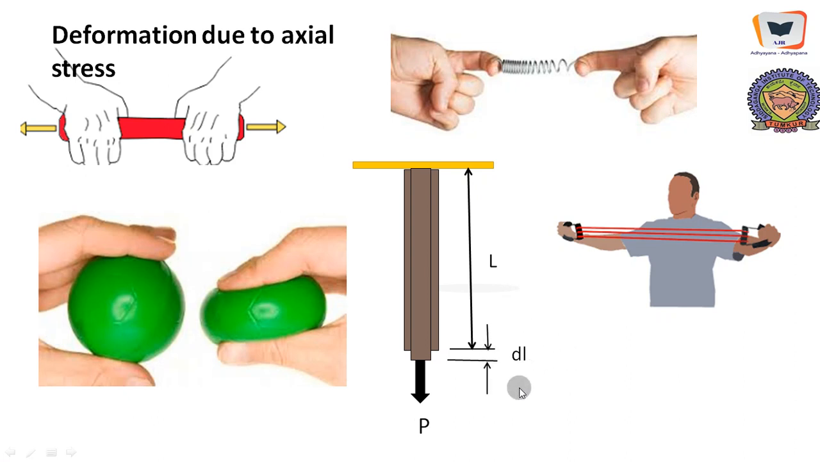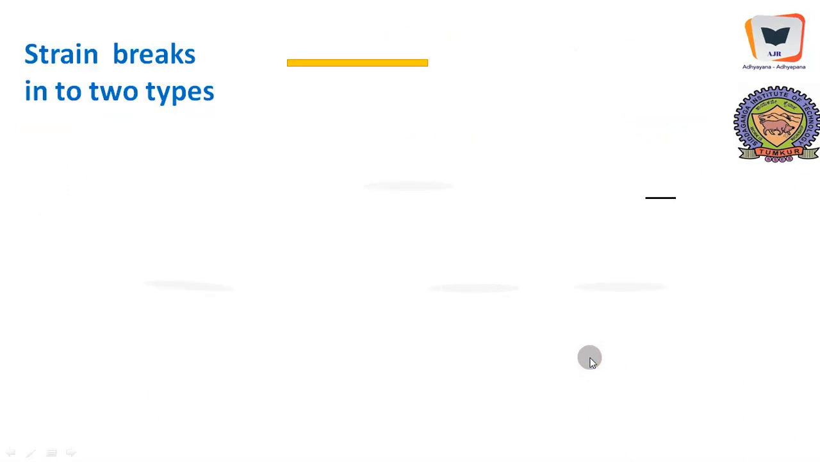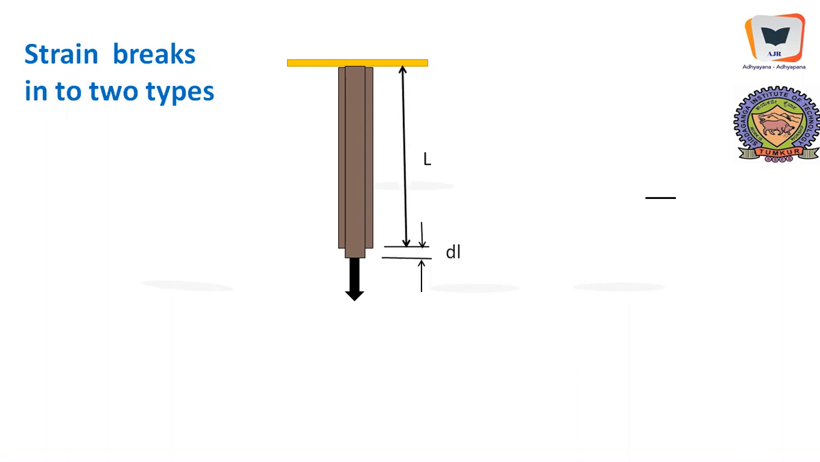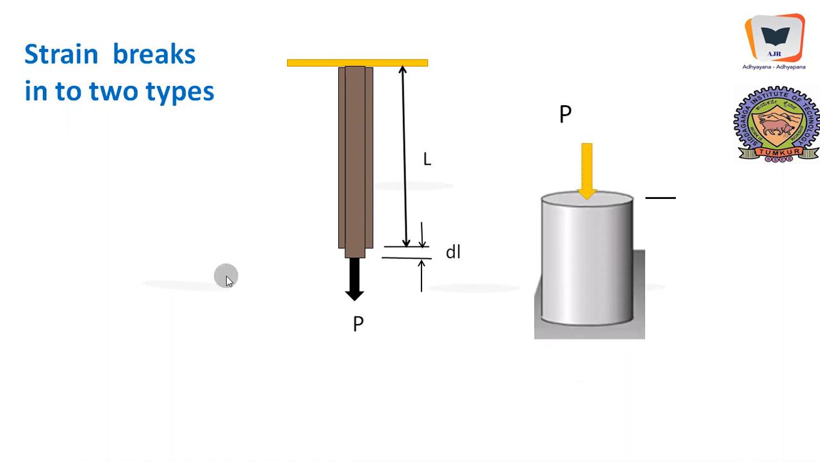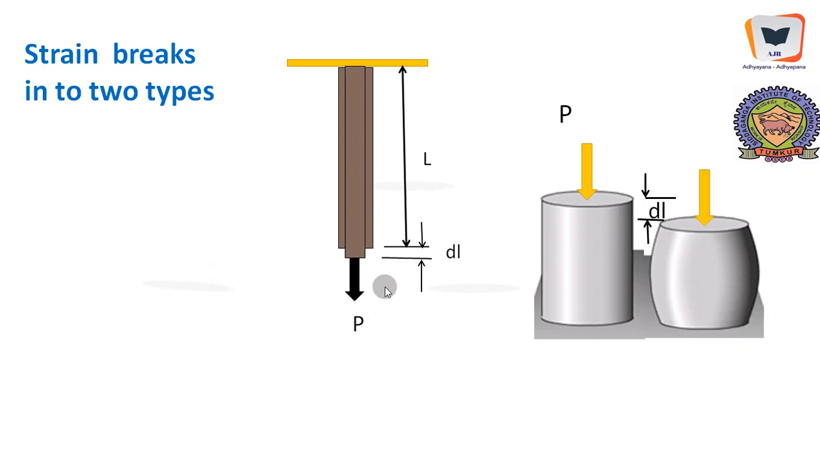Therefore it is designated as DL, a small change in the length, a small increase in the length. If we refer to this relatively, we will get the strain. When deformation is accounted for relative to the original dimension, it becomes strain. So here strain is normal strain because it happens perpendicular to, or along, the longitudinal axis.